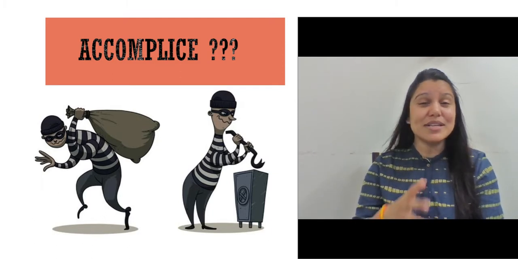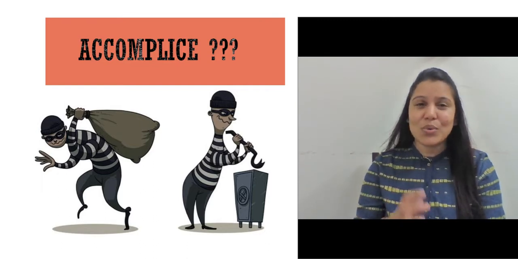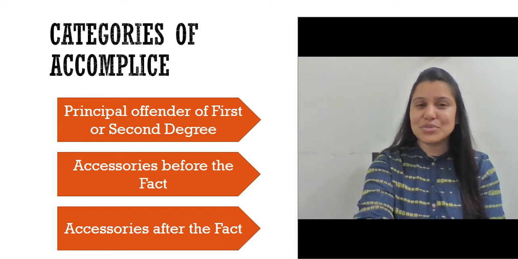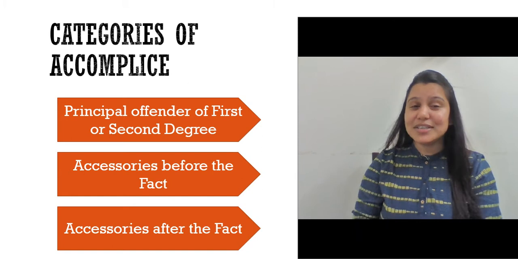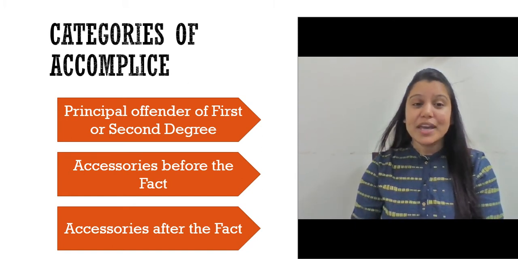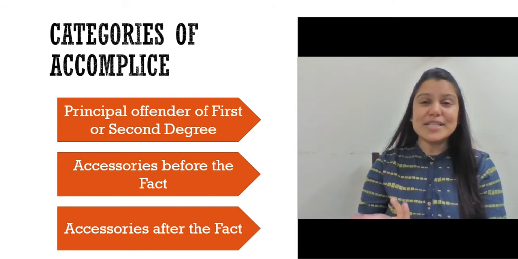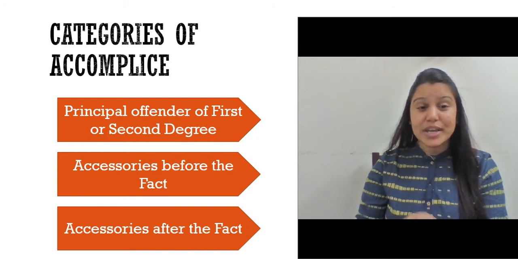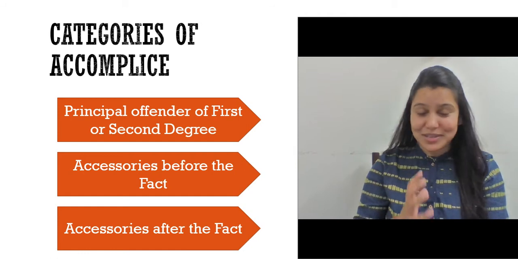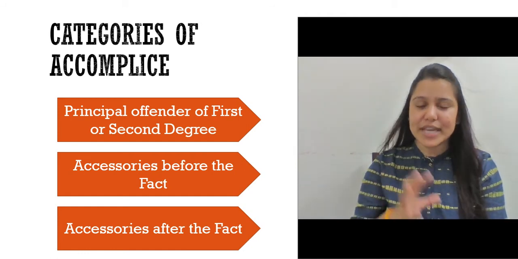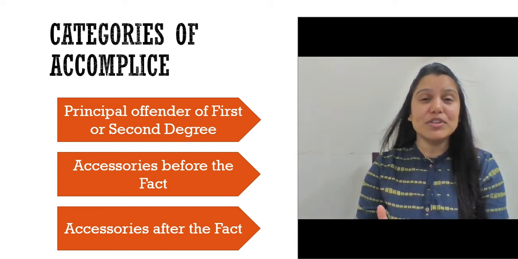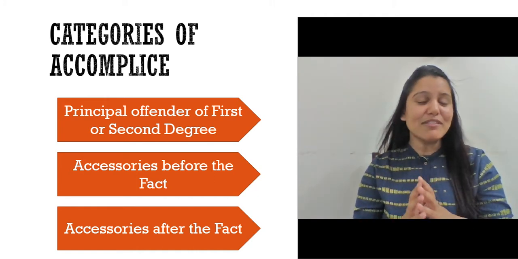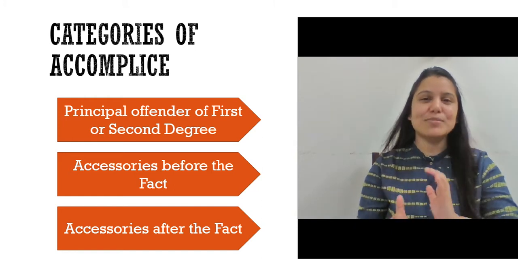So an accomplice is a person who helps the main accused in order to complete the offense, as we can see with the next slide, the categories of the accomplice. The categories are principal offender of the first or second degree, and accessories before the fact. If the accomplice helps the main accused before the occurrence of the offense, then also the person will be treated as an accomplice. Or accessories after the fact. If the accomplice helps after the commission of the offense, then also the person will be treated as an accomplice. So these are the categories of the accomplice. By this we can derive that an accomplice is a person who actually helps the main accused.